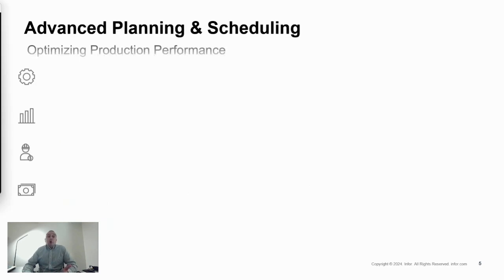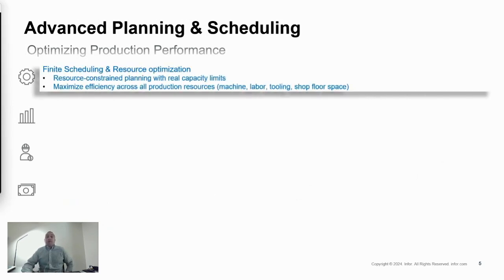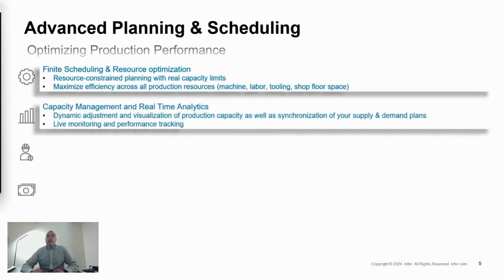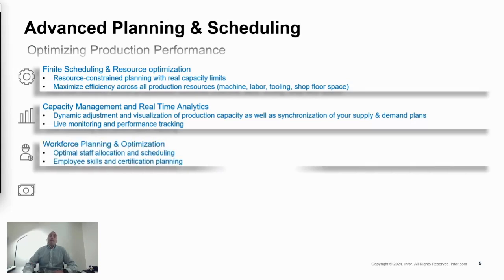So again, the overall goal of advanced planning and scheduling is to accomplish a few things and obviously optimize your production performance, right? One of the ways we do that is by finite scheduling and resource optimization, being able to constrain resources and understanding when they're available and maximizing efficiency across production. Next, we have capacity management and real-time analytics, right? Everybody is chasing after real-time analytics and then dynamic adjustment of your resources on the shop floor, whether it be a machine, a labor resource, or even a tool such as a die that might be utilized with a machine. So APS is capable of handling those complex situations.